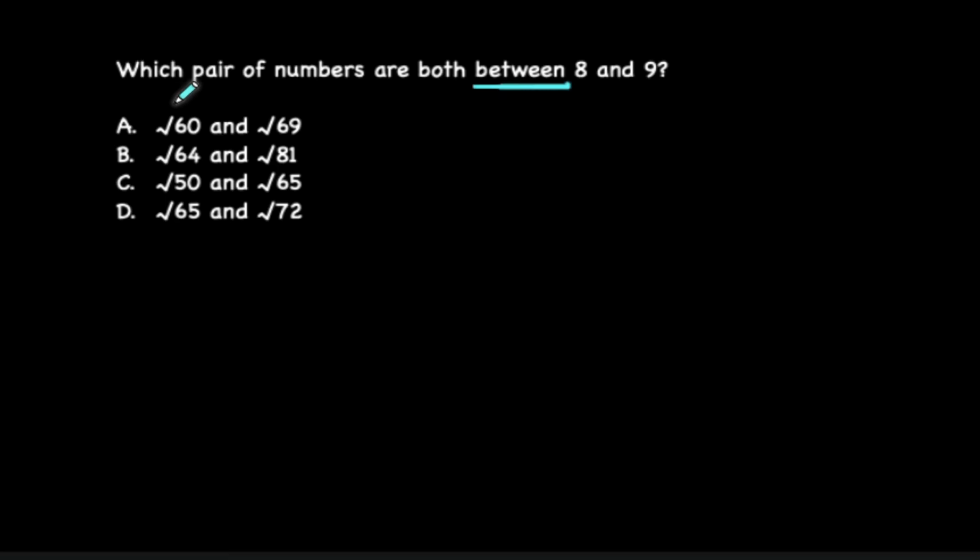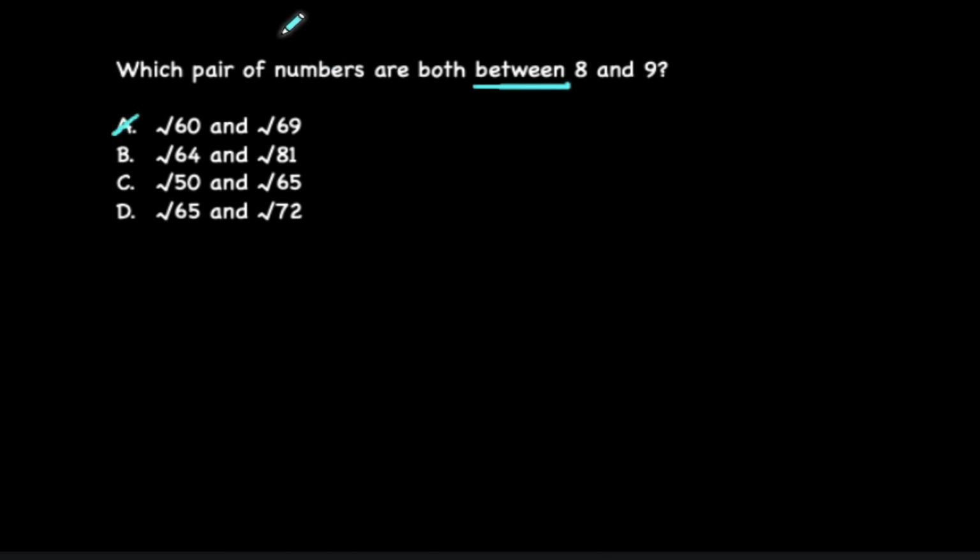So that means that this number right here, square root of 60, is less than 8. So it must be 7 point something. So I know this is not going to work because 7 point something is not between 8 and 9, and it has to be both numbers. And I'm taking a look at the square root of 69. So I know that must be 8 point something because the square root of 64 is 8. Okay, so I'm going to eliminate answer choice A.